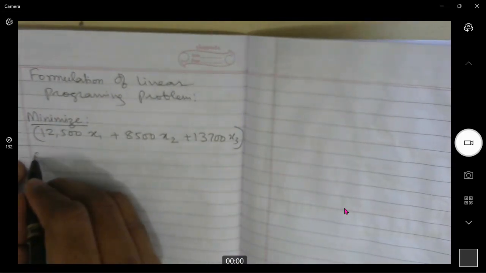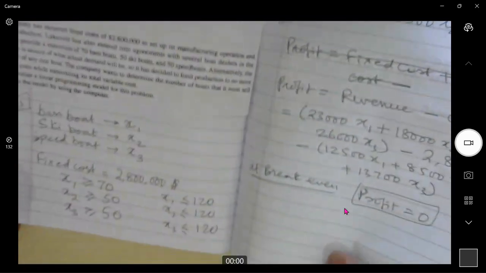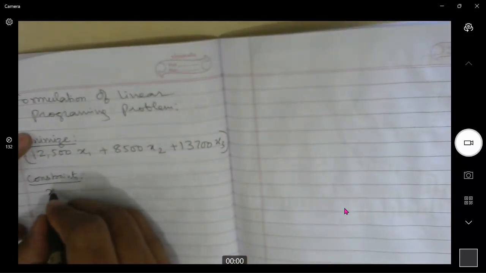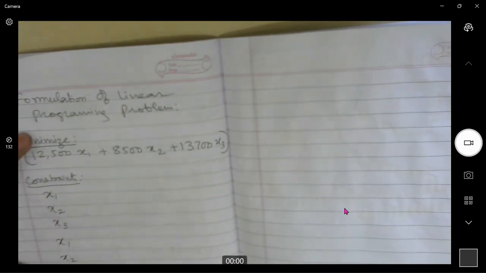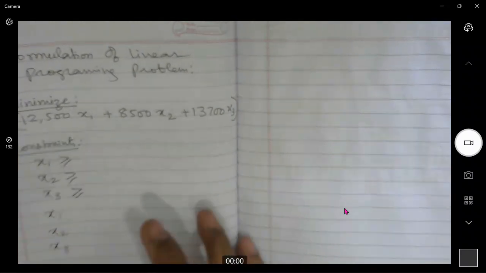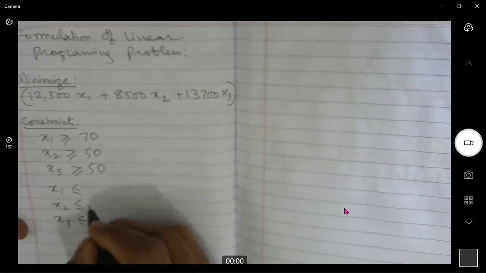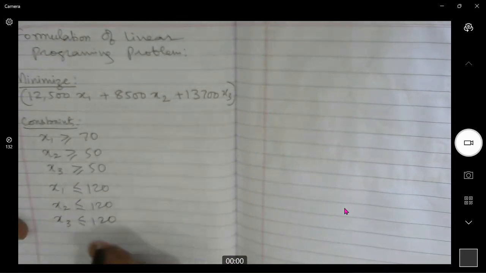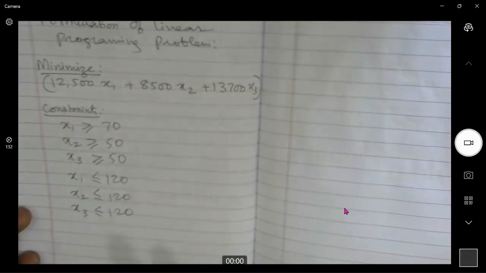Then subject to constraints. Okay, what are the constraints? So I have six constraints clearly explained here. So let me write that. So x1, x2, x3, x1, x2, x3. First it should be at least the minimum production, that is 70, 50, 50. Here we have already written. So 70, 50, 50, and then maximum production is 120, 120, 120. So x1 should be less than or equal to 120, x2 less than or equal to 120, x3 less than or equal to 120. So these are the constraints on the number of boats to be produced.